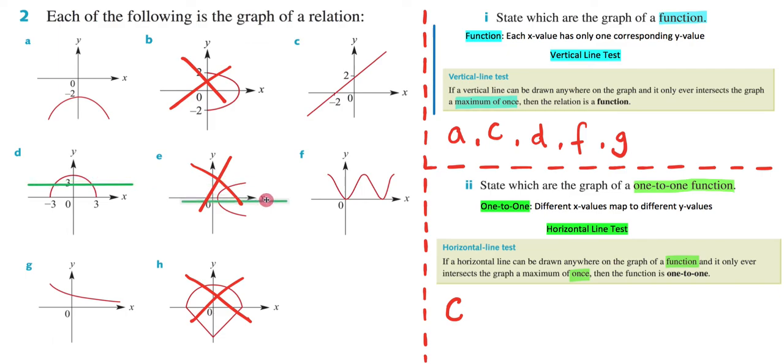D is going to have more than one intersection point, so it's not going to be a one-to-one function. We're not including E. E is not a function. F is going to have more than one intersection point with my horizontal line, so it's not going to be a one-to-one function. G will only have one intersection point. It will only ever have one intersection point, which means that G will be a one-to-one function. And I'm not going to look at H because H isn't a function. So having done that, we have now answered question 2, part 1 and 2: A, C, D, F, G for the first part, and C and G for the second part. Hopefully this was helpful and clarified when we don't use vertical line tests and horizontal line tests.